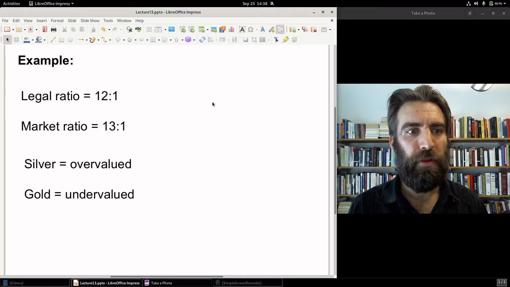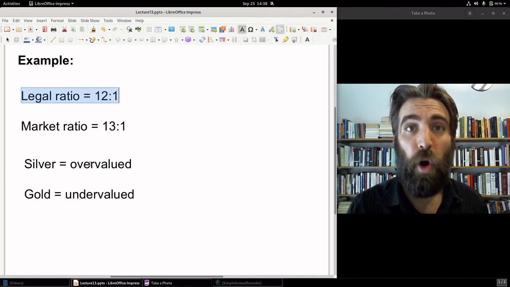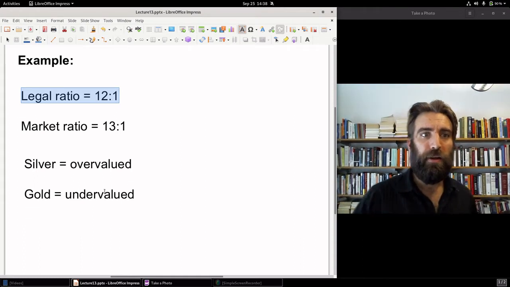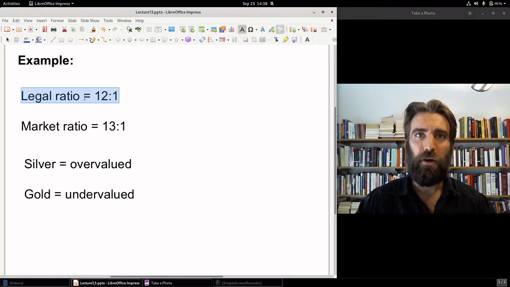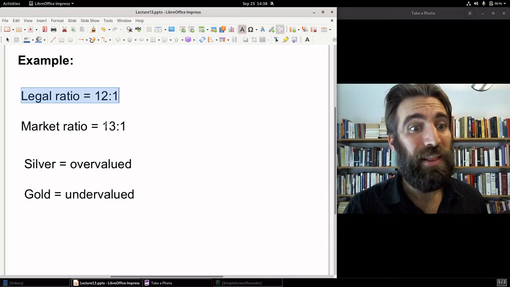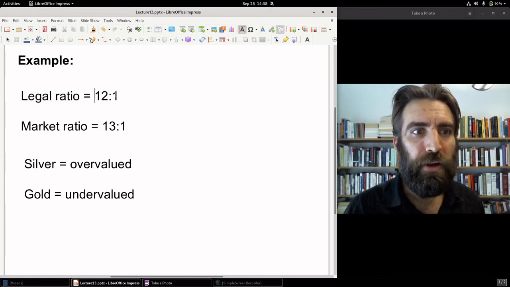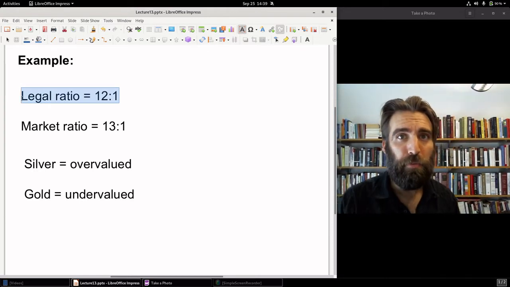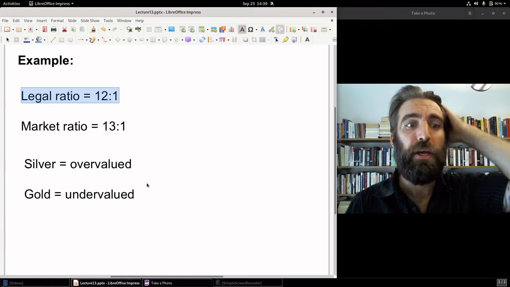Well, this means in this example that in this country, silver is overvalued and gold is undervalued. Why is that? In this particular country, you only need 12 ounces of silver to buy 1 ounce of gold. Yet everywhere else, in surrounding areas outside of that country, you need 13 ounces of silver to buy 1 ounce of gold. And so silver in this country receives a higher price than it does anywhere else. That means in this country, silver is overvalued and gold is undervalued.